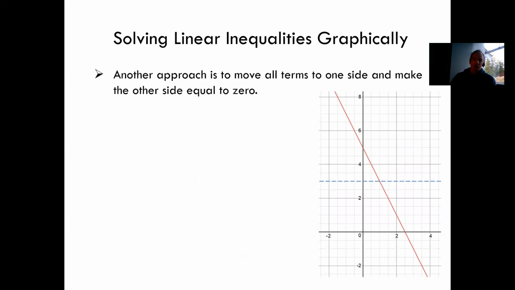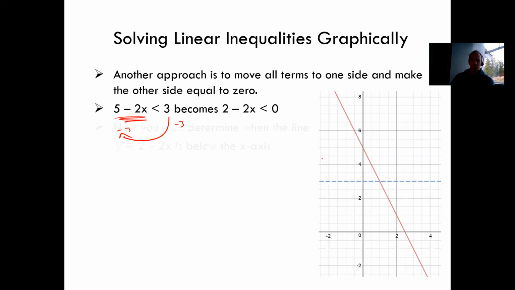Now, if you want to do this without necessarily looking at a graph, we can move all terms to one side and make the other side equal to 0. One way we could do this is by taking the 3 and subtracting it from both sides, and we could say 2 minus 2x is less than 0. So this could still be done graphically, but you could also do this algebraically. We're not going to focus on the algebra too much here, but we're going to just think about this. So another approach would be to do it this way.